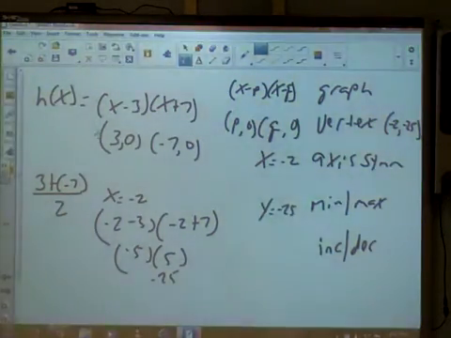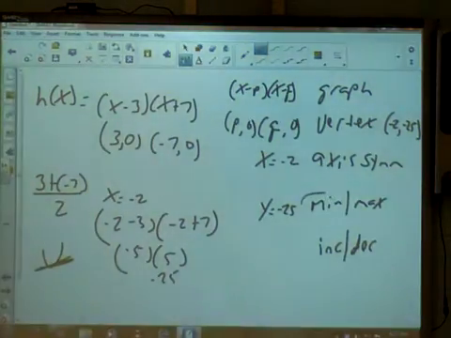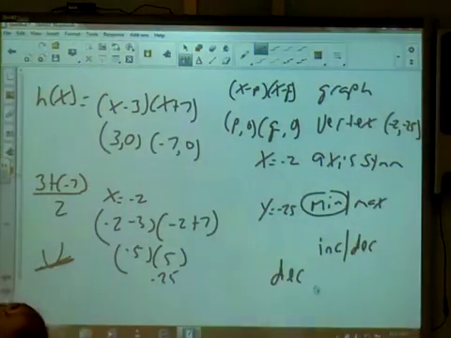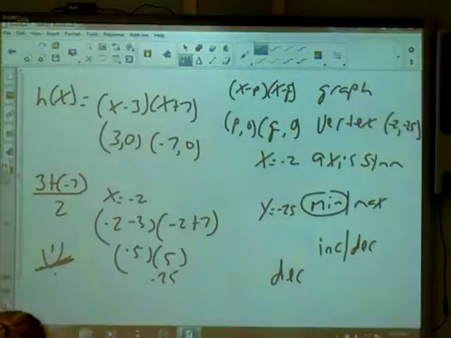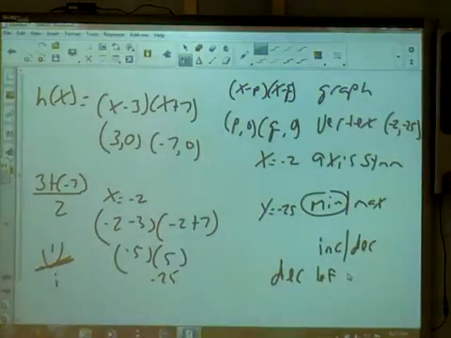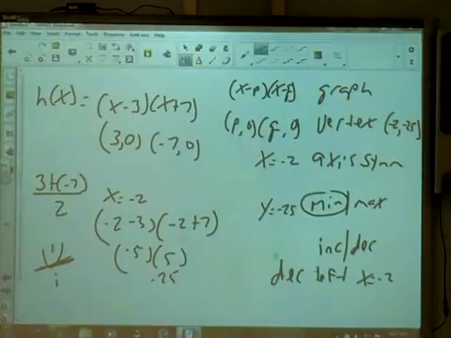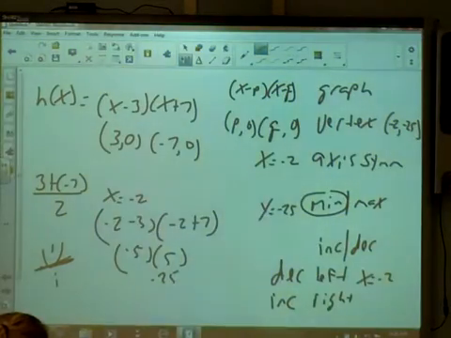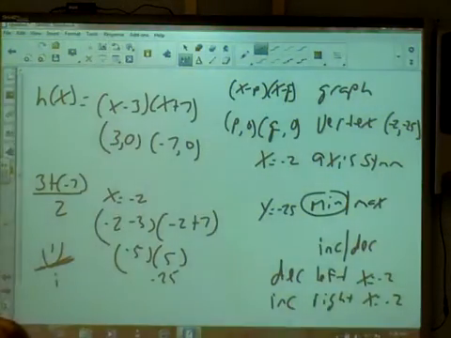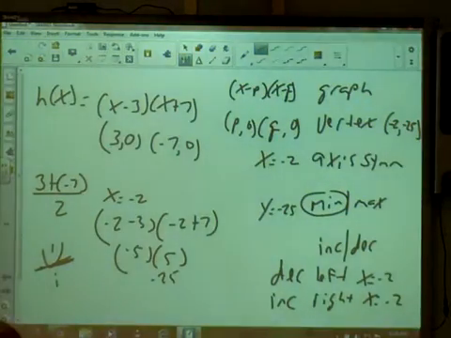My A is 1. There's no number in front of that. It's a +1, which means it's going to open up, so that would be a min. Okay, so if we're a min, we start reading left to right. It's going to go downhill first, isn't it? So it's going to decrease to the left of x equals -2. And then it goes uphill, so it will increase to the right of x equals -2. So if it's a min, it decreases first, and then it increases.